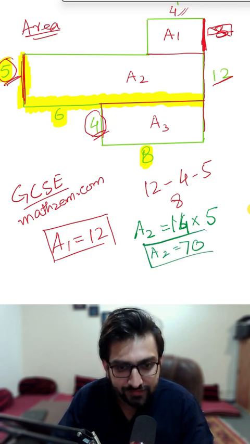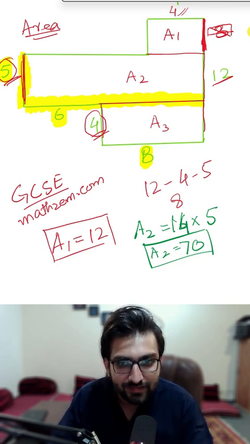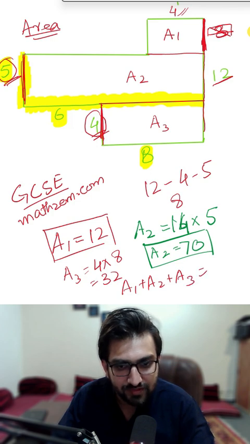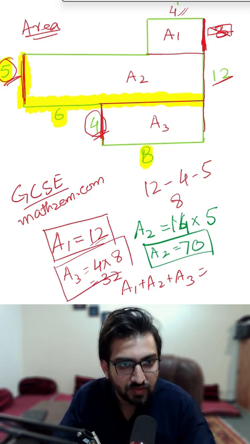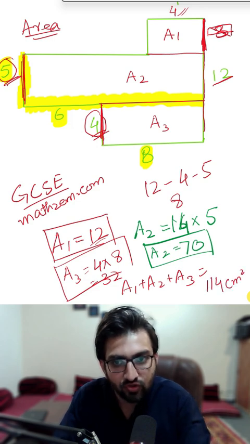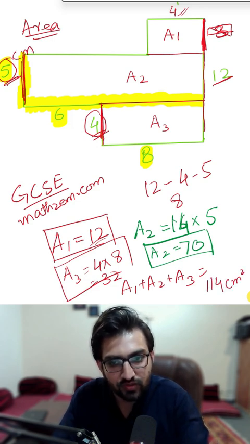Now let's find out area 3. So area 3 is the multiplication of this side and that side. So area 3 is 4 times 8, which is 32. So let's add them up together. So area 1 plus area 2 plus area 3 is equal to 70, 12 and 32. So the total area is 114 centimeter square because all the dimensions were given in centimeter. Okay, I hope that is clear.